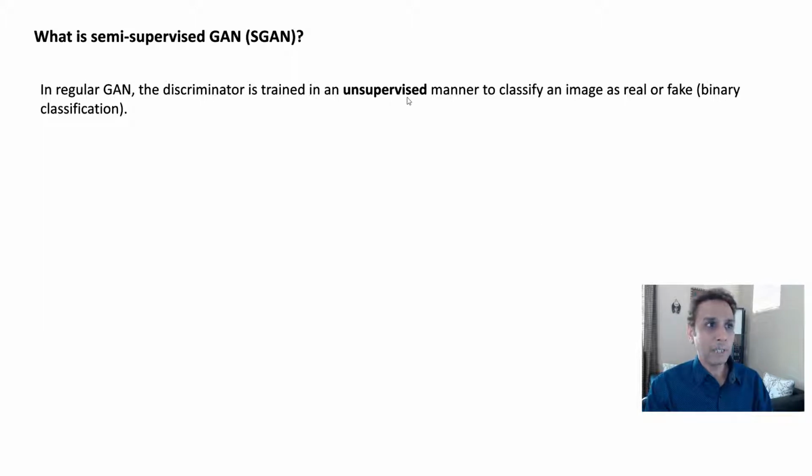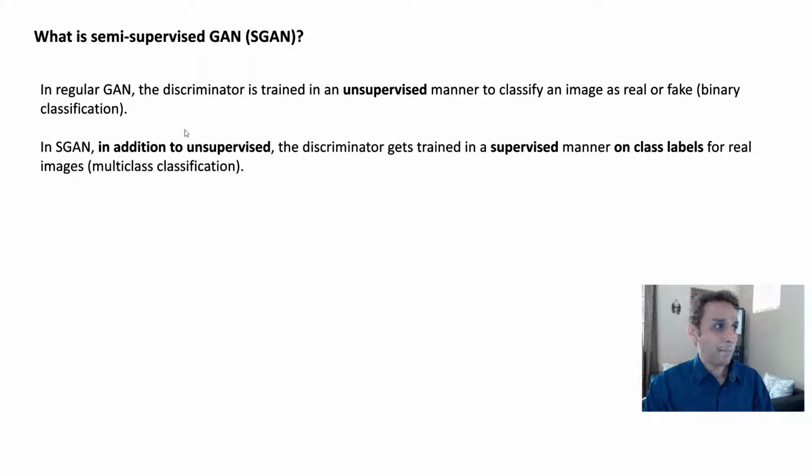So when I say unsupervised manner here, I'm not talking about labeling the real as 1 and fake as 0. I'm talking about whether this is a cat or a dog or a monkey or what is it. We're not supplying those labels at all. So in a regular GAN, it's just an unsupervised discriminator. That's it. Is it real or fake? In SGAN, or semi-supervised GAN, in addition to this unsupervised training, the discriminator also gets trained in a supervised manner. So we supply the class labels in addition to supplying whether it is real or fake. This is the key difference here.